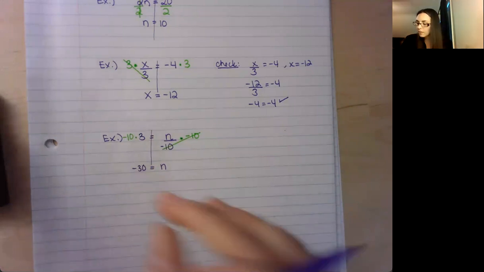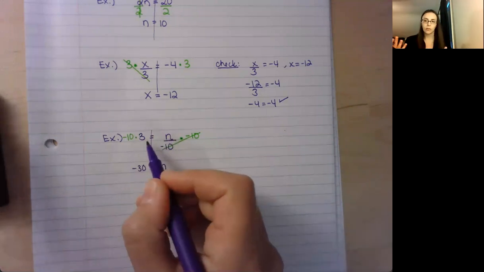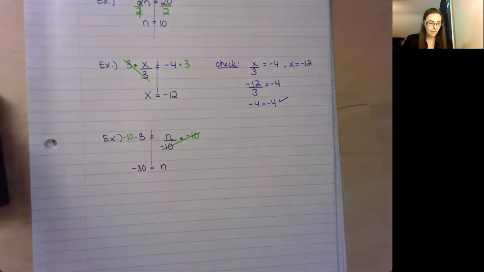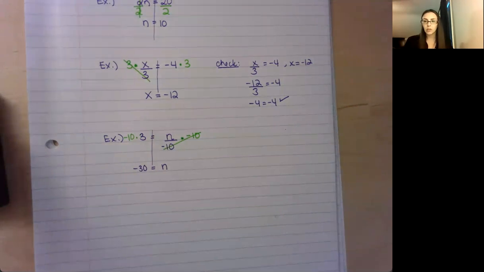And you can check this as well. Negative 30 divided by negative 10 will be 3. So this is one that we can probably just do a mental check here. So this is our introduction to solving equations, and you have your one-step equations here and your basic rules that we're going to be using. So practice with these first, and then when you're ready, we'll move on to the next video.